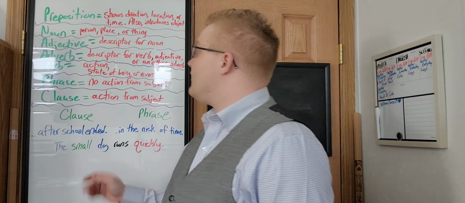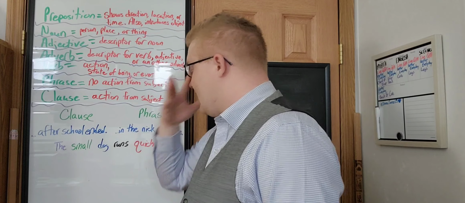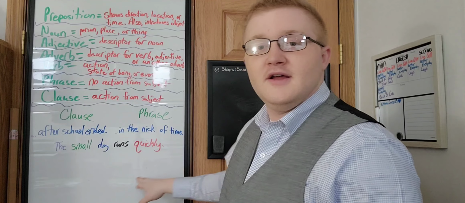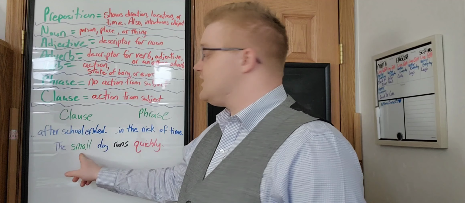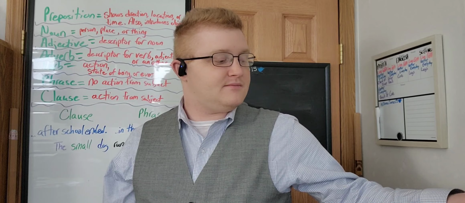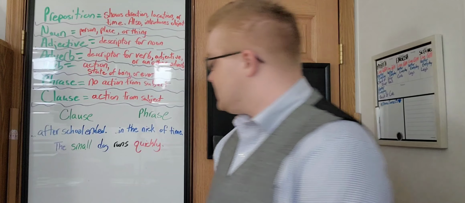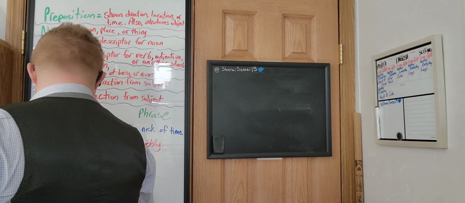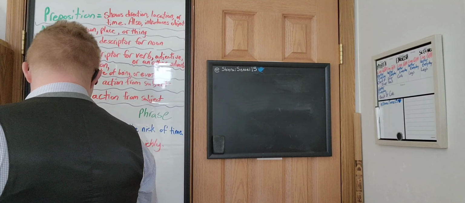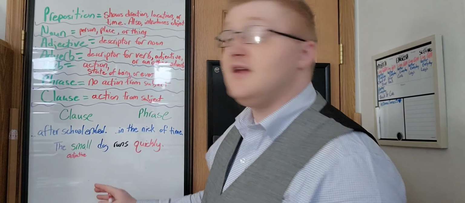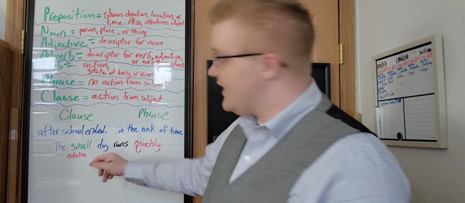All right? Now, to get you familiar with nouns, adjectives, adverbs, and verbs, I gave you guys a sentence right here at the bottom that says, the small dog runs quickly. Now, what do you think small is in this case? That's right, small is an adjective. And that adjective is being used to describe the dog, which is, that's right, a noun.